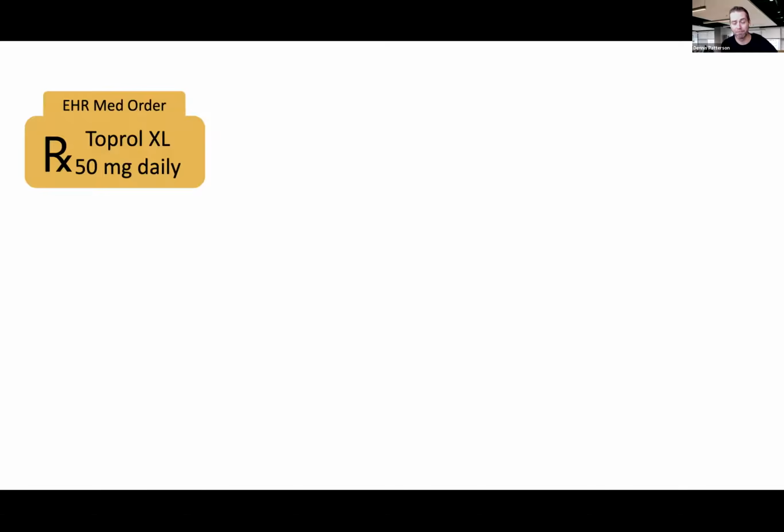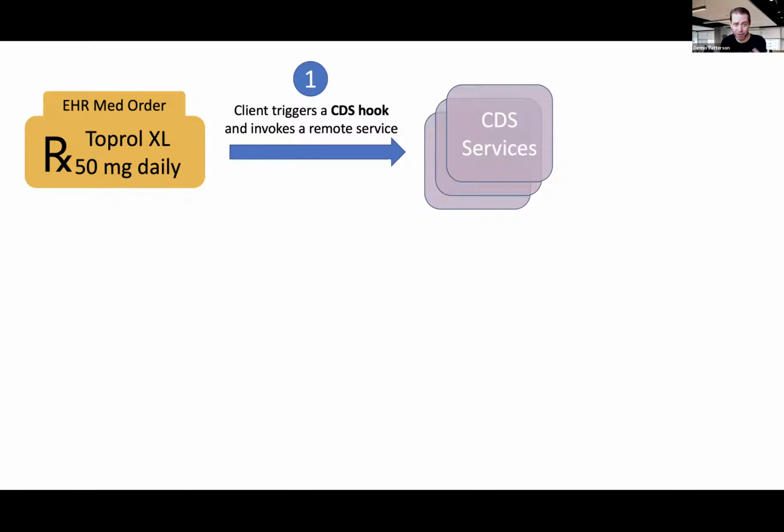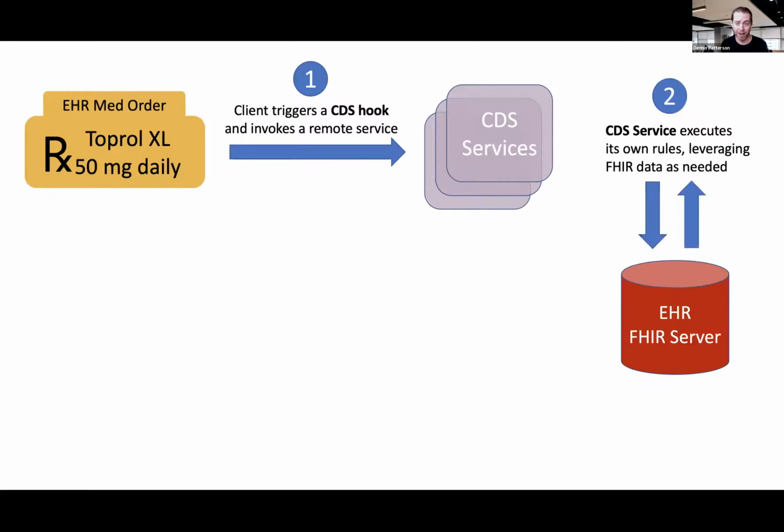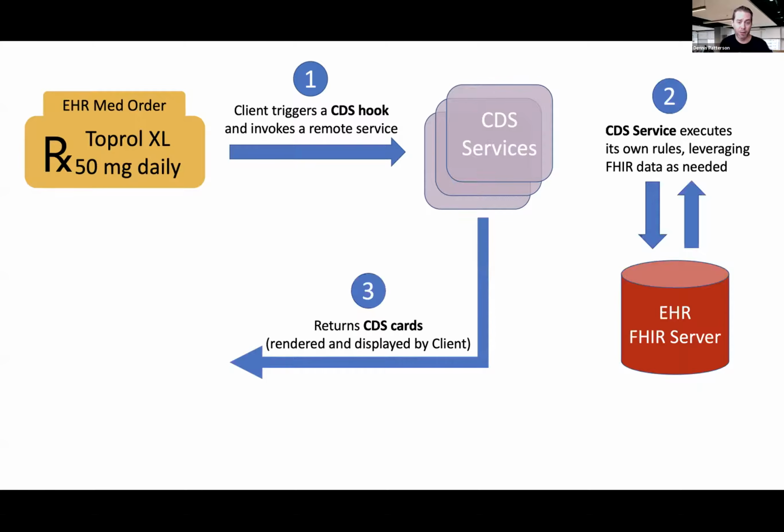So let's look at this visually. Imagine again, you have a practitioner treating a patient. They select this med to be placed for the patient. The CDS client or the EHR triggers, we'll say the order select hook because they just selected it. And one or more CDS services are listening for that event. And once they're told about that event, they're going to execute their own rules. They can leverage FHIR data as needed to learn more about the patient. And ultimately, they will return CDS cards, which will be rendered and displayed by the CDS client.